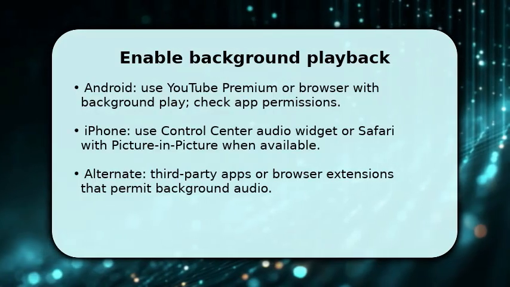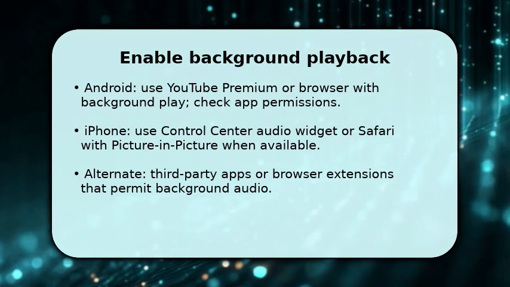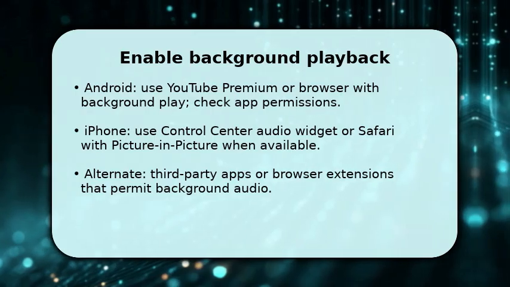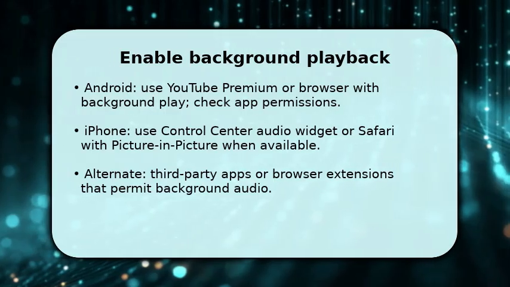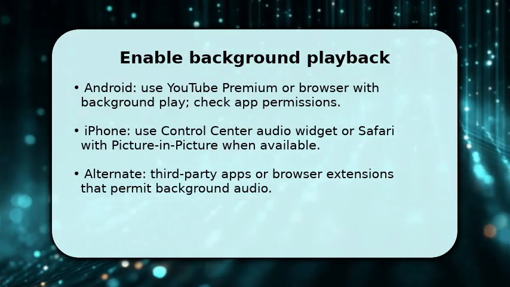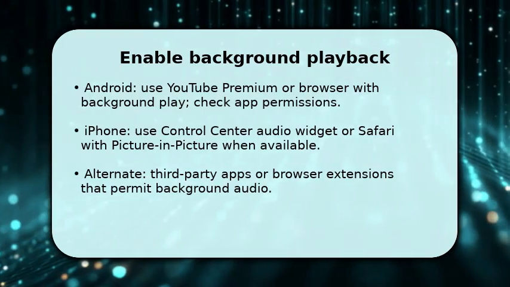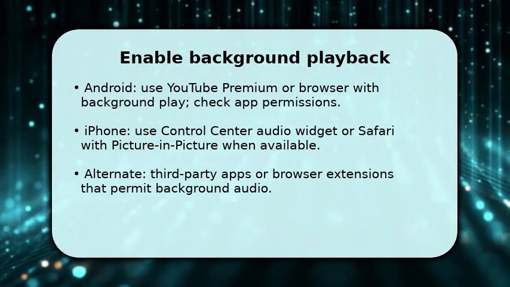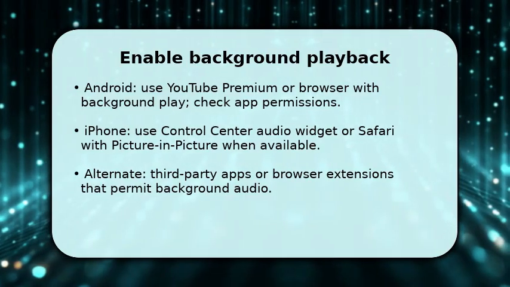background playback. Now you enable background playback using the method that matches your device. If you have YouTube Premium, toggle background play in settings. This is the simplest route. On Android browsers, request desktop site and start playback, then lock the screen. Music often keeps playing. On iPhone, use picture-in-picture or the Control Center play button after initiating audio in Safari. If those fail, opt for a trusted third-party app or extension designed to allow background audio.